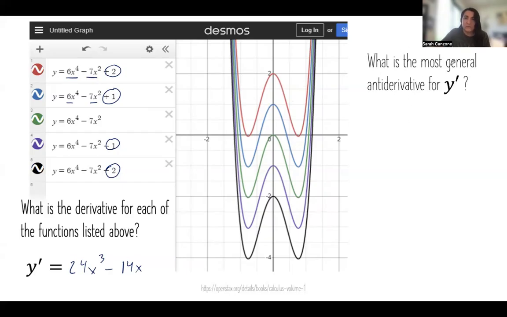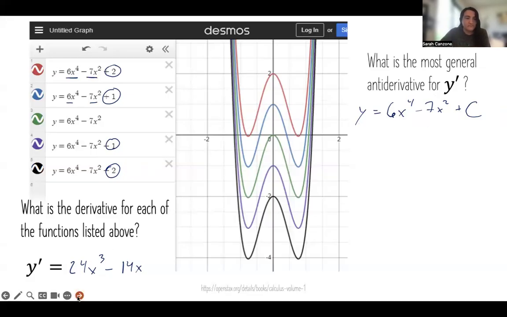So what is the most general antiderivative for y prime? That is going to be this right here, but plus c. Anytime we're looking for an antiderivative, the antiderivative of a derivative is just the original function, so we'll call it y. That's going to be 6x to the fourth minus 7x squared, plus c. I also want to note that plus c is the indicator for positive and negative functions. You're never going to want to say minus c, because plus c takes into account the negative functions as well. So plus c could be -2.